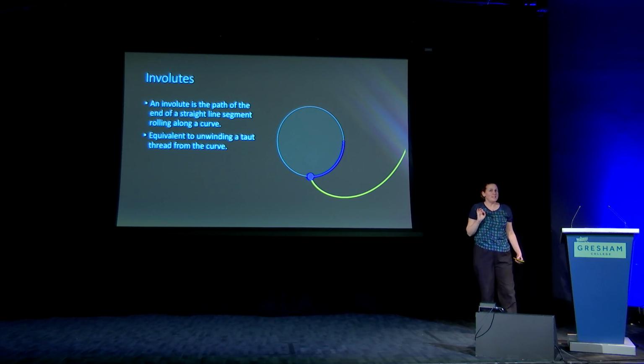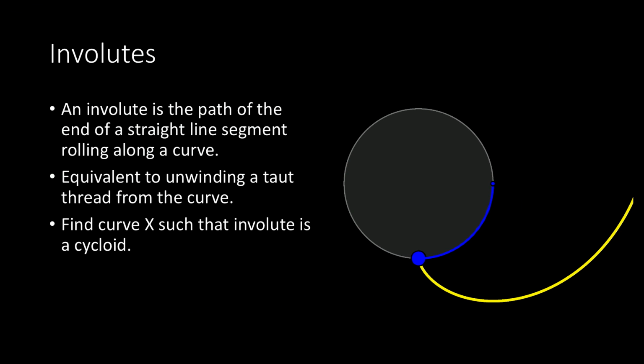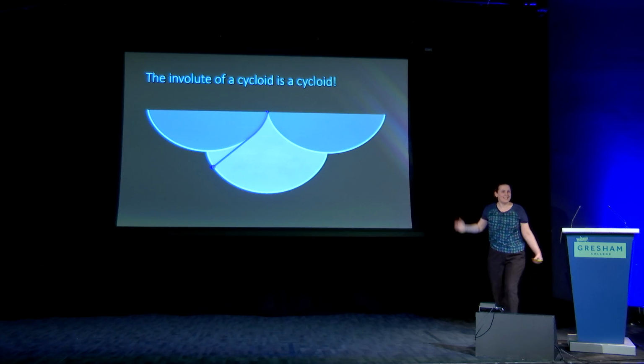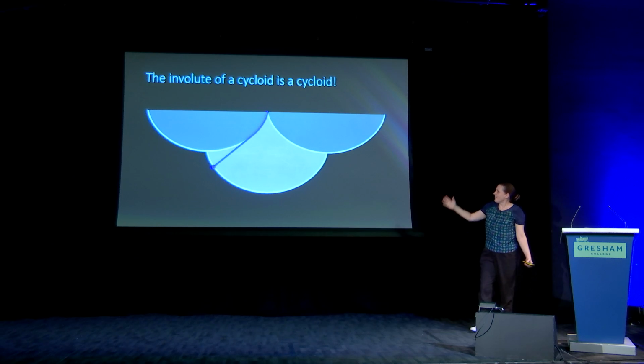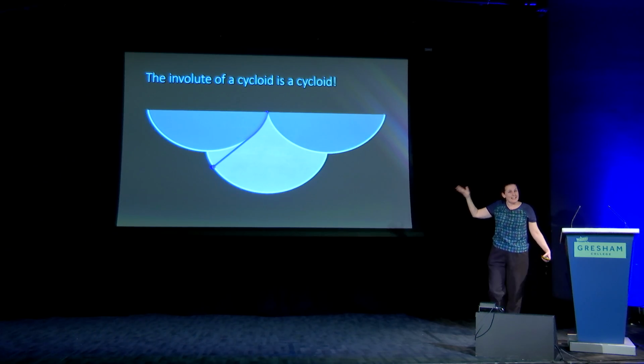So now what we need to ask is, is there a curve, some mysterious curve, whose involute is a cycloid? Because if we could put that there instead of a circle, wrap the pendulum around it, and let it go, it would form a cycloid path. So guess what curve has an involute that's a cycloid? It's a cycloid. Cycloid is the answer to everything. The involute of a cycloid is a cycloid.